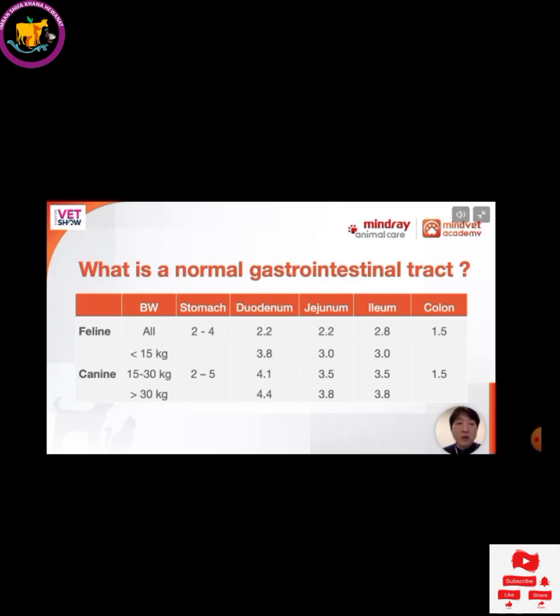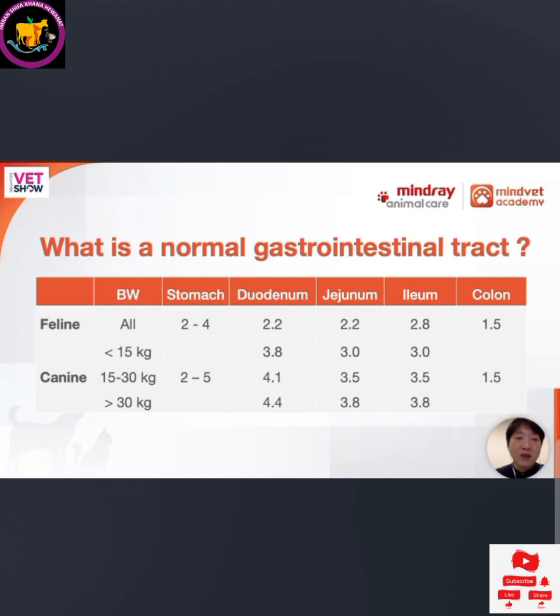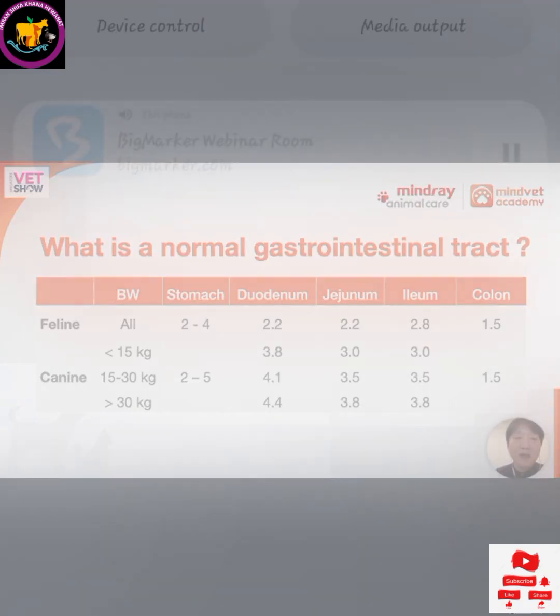The table shows the normal reference range of gastrointestinal wall thickness, which depends on the segment, species, and body size. For feline, the stomach should be less than 4 mm in thickness, and the small intestine such as duodenum, jejunum, and ileum should be less than 3 mm. The colonic wall in cat and dog is the same, should be less than 1.5 mm. In the canine, the stomach should be less than 5 mm. And the duodenum, jejunum, and ileum should be approximately 5 mm.